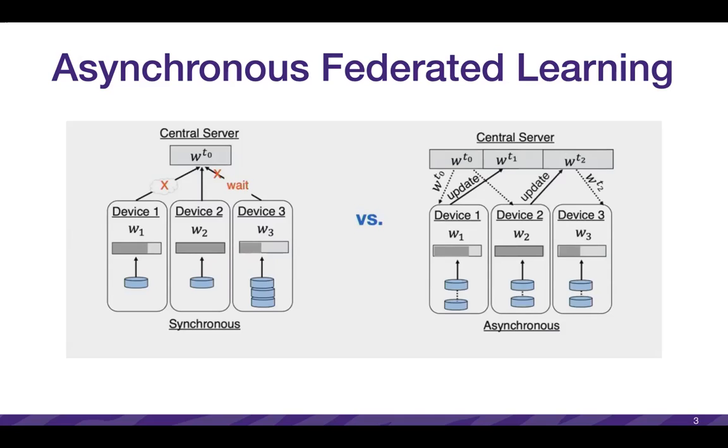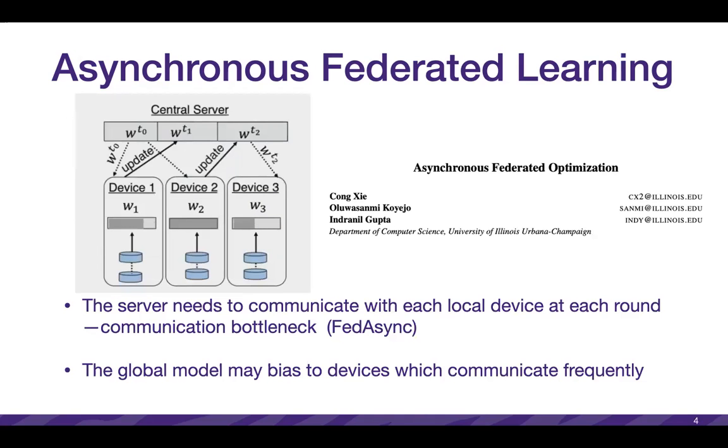Different from synchronous federated learning, in asynchronous federated learning, whenever a client finishes its training, it can upload the local model to the server. So there is no communication round in asynchronous federated learning, and it can solve the straggler problem. And the asynchronous federated learning also has some disadvantages.